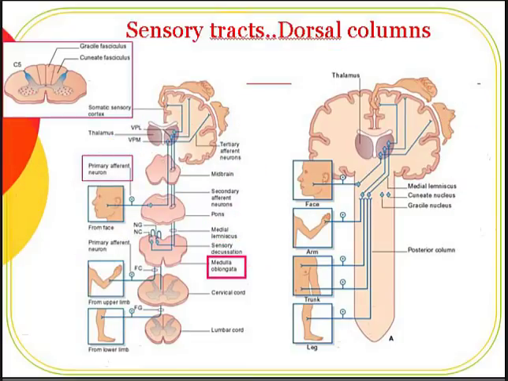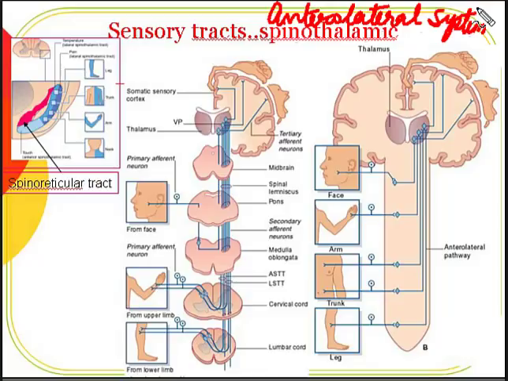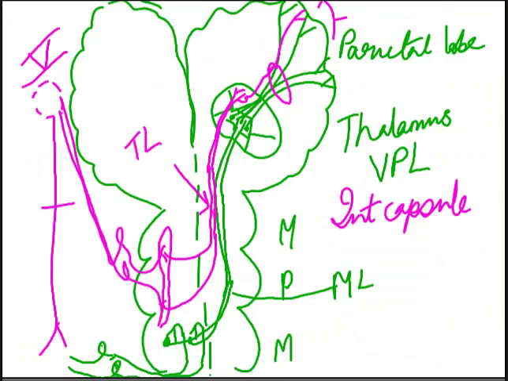Now let's look at the second pathway, which is known as the spinothalamic tracts, and this is also called the anterolateral system. Just as that was called the dorsal column medial lemniscal pathway, the spinothalamic tracts are also known as the anterolateral system. So here again, I'm going to draw it first for you. And let's choose a new page, and then we'll see how the spinothalamic tracts are formed.